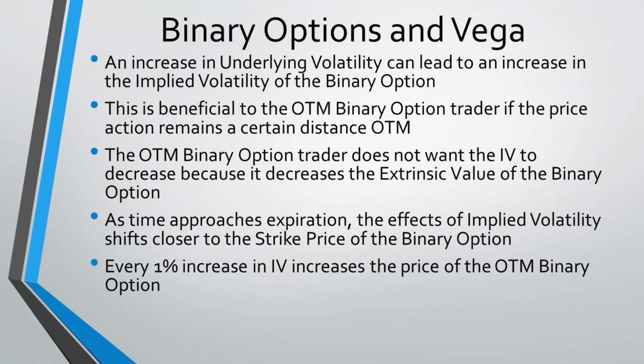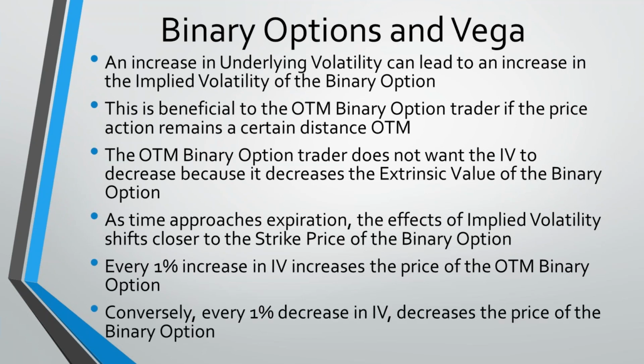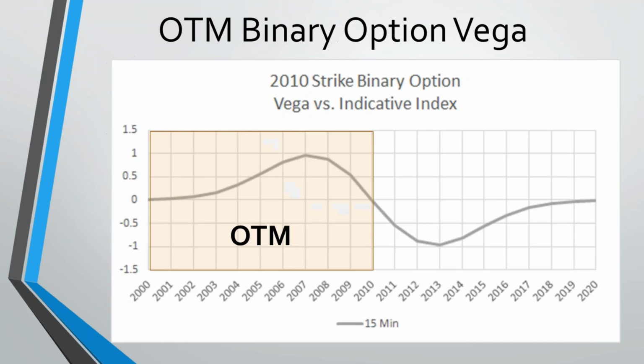Every 1% increase in implied volatility increases the price of the out-of-the-money binary option. Let me show you this graphically. Conversely, every 1% decrease in implied volatility decreases the price of the binary option. It's much easier to see on a graph.